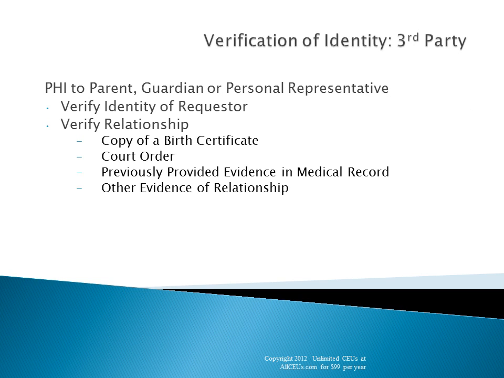Providing PHI to parent, guardian, or personal representative. Verify the identity of the requester and verify the relationship. You need to see either a birth certificate, court order, previously provided evidence in the medical record, or other evidence of the relationship. The only time that this is not necessarily important is if you're sitting in a room with Jane Doe and her mother June comes and you're having sort of a family session.